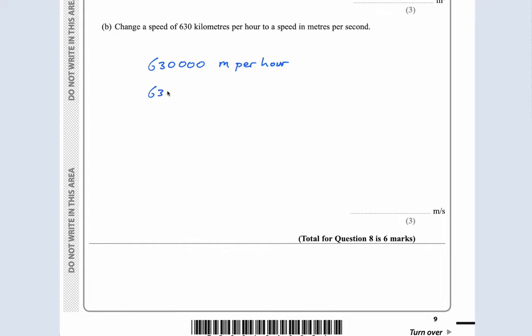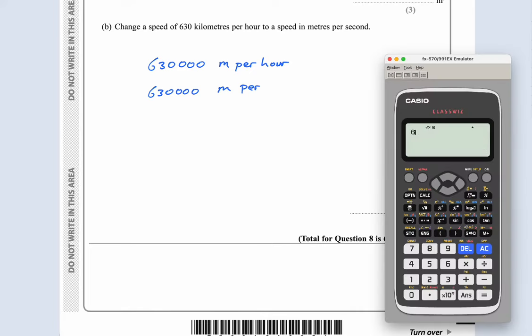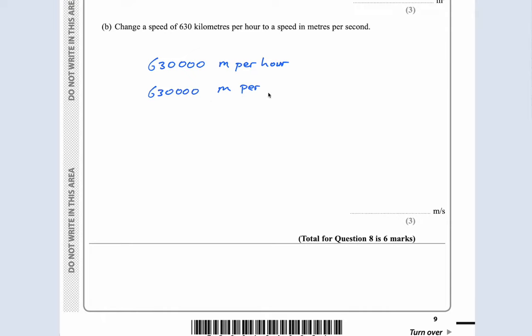So I'm going to turn this 630,000 meters per hour into seconds. How many seconds in an hour? Well, there's 60 minutes in an hour and there's 60 seconds in a minute. So there are 3,600 seconds in an hour. That's useful to just remember, guys. So it's 630,000 meters per 3,600 seconds. But I want to know how fast he can go per second. So if he can go this far in 3,600 seconds, I need to do 630,000 divided by 3,600 to find out how many meters he could go in 1 second.